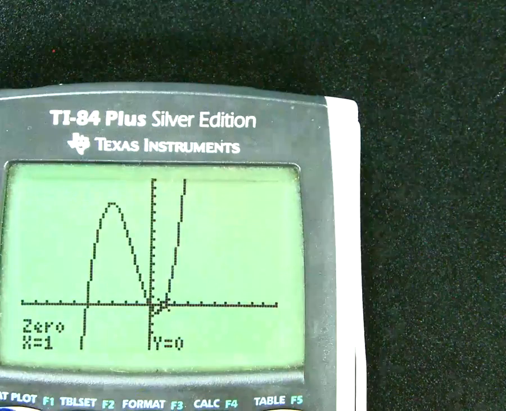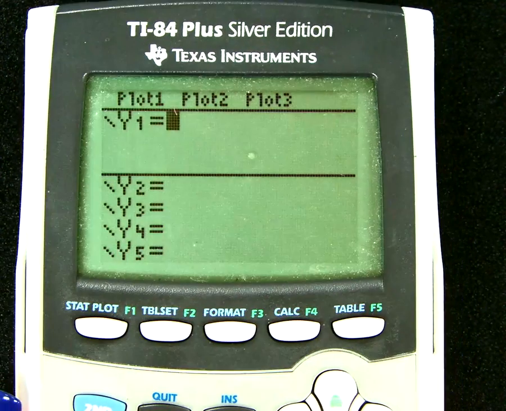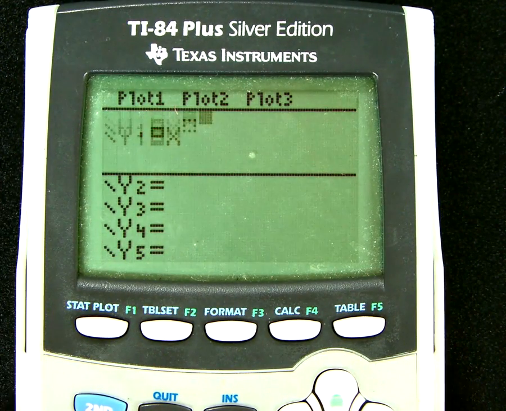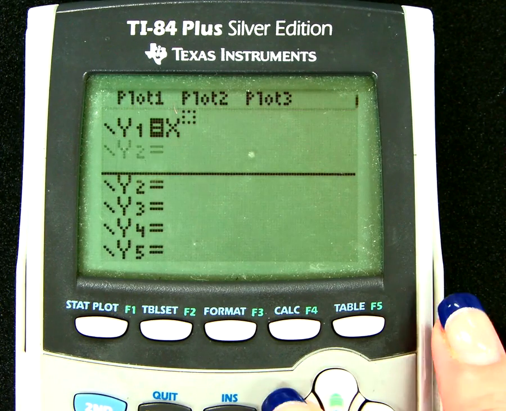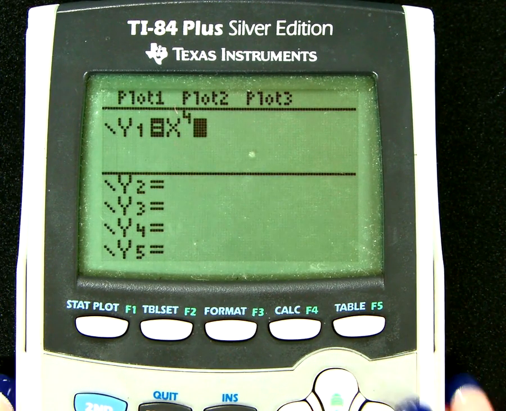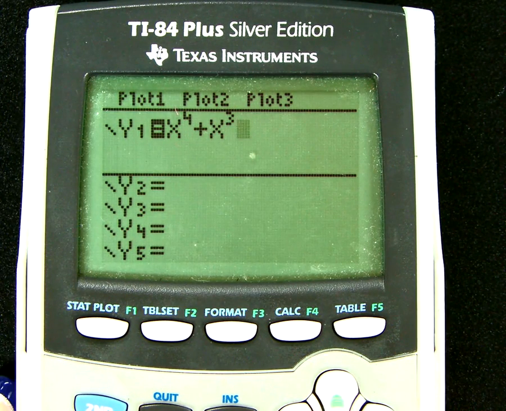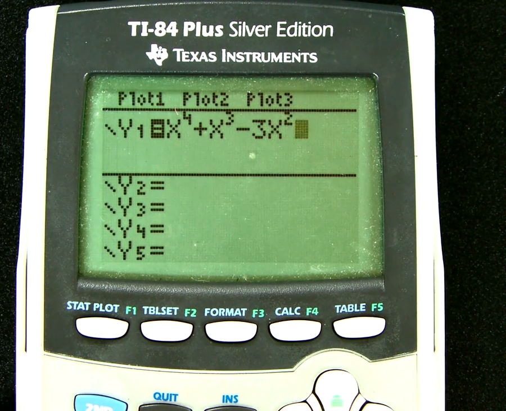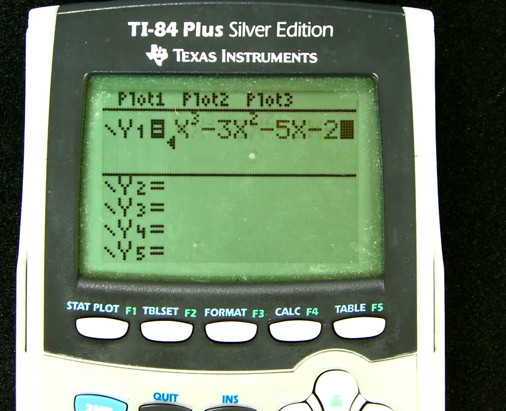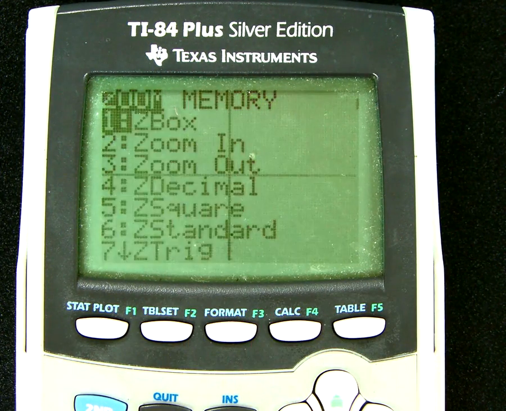So on the calculator, we're going to go to y equals, clear what's there, type in our new equation. So we have x to the fourth, plus x cubed minus 3x squared minus 5x minus 2. So I'm going to go back to a standard window, so zoom 6.